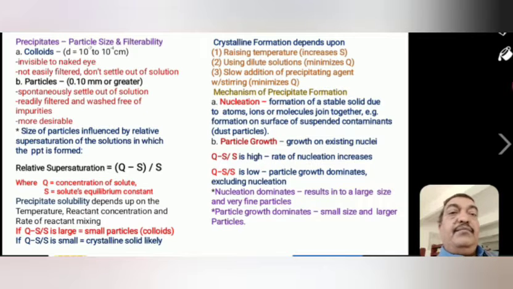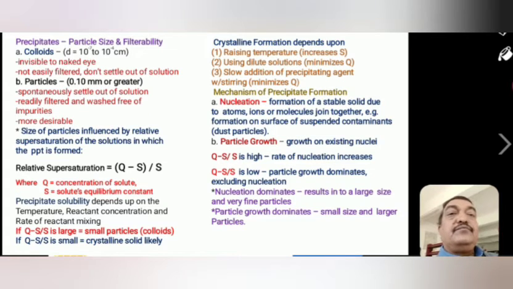But we have to remember one thing: when you add the precipitating agent to the clear solution and the precipitation begins, initially the particles are in a colloidal size of 10 to the power minus 7 to 10 to the power minus 4 centimeter. Then the process of heating the colloidal particles, which is called digestion, begins. After heating for several minutes, they get converted into particles of crystalline nature, so crystals of 0.1 millimeter are going to form.